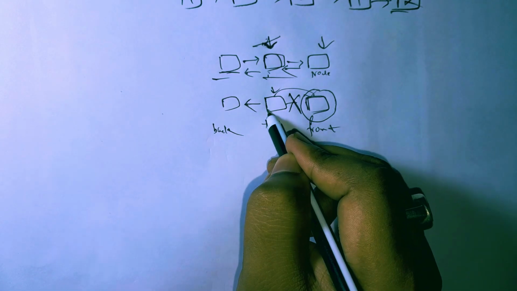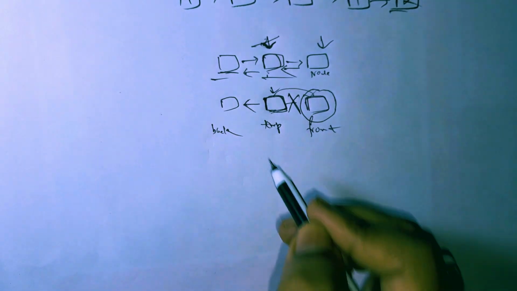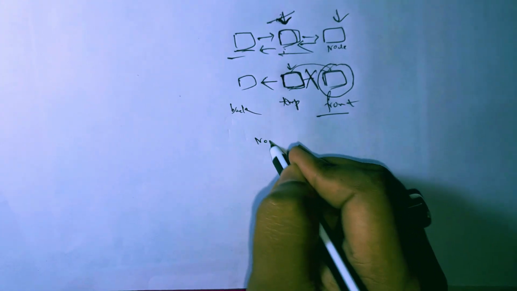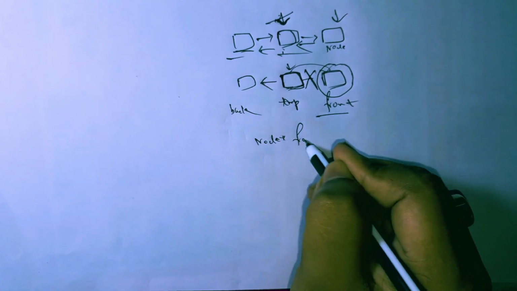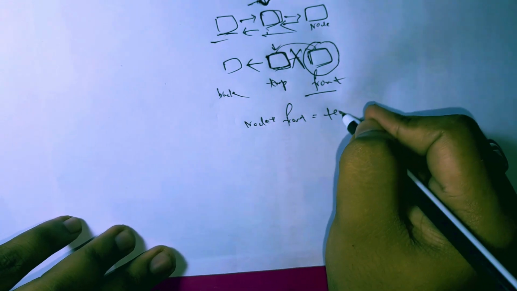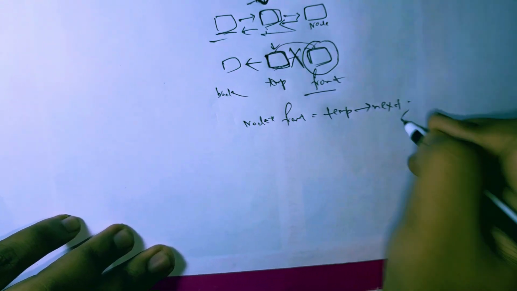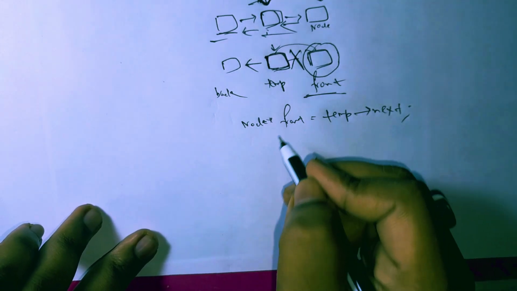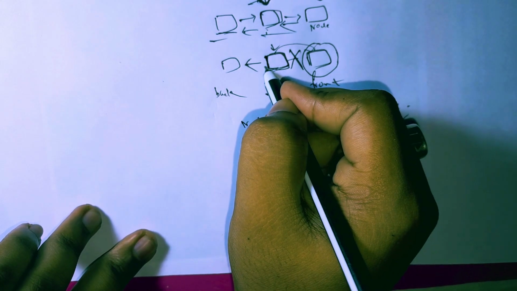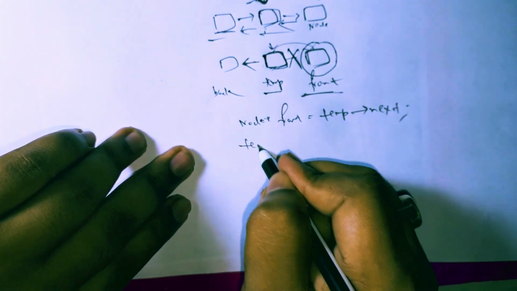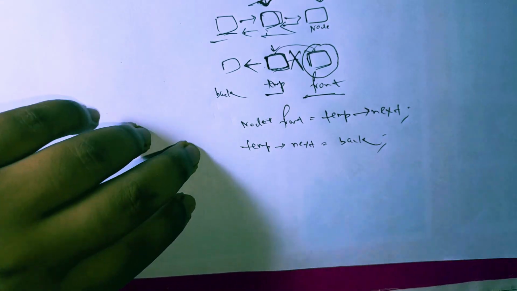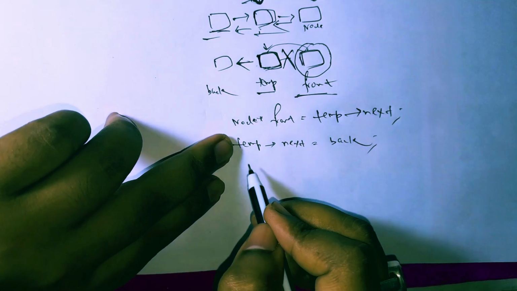Suppose you are here. What you will do is store the front. How will you store the front? Suppose node star front is equal to temp next. This way you can store the front, and then, as I already said, you will simply reverse the arrow. How will you reverse the arrow? Temp next is equal to back.